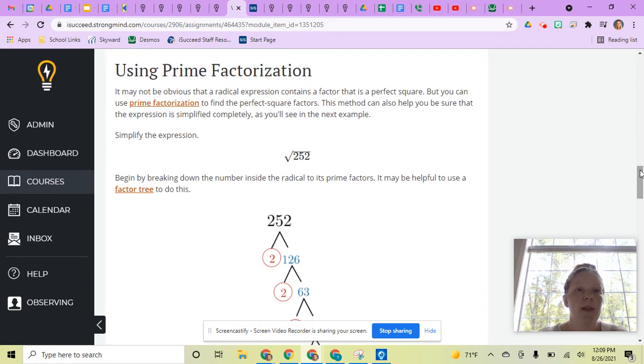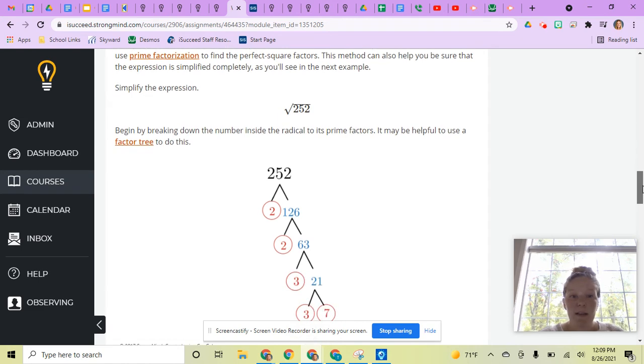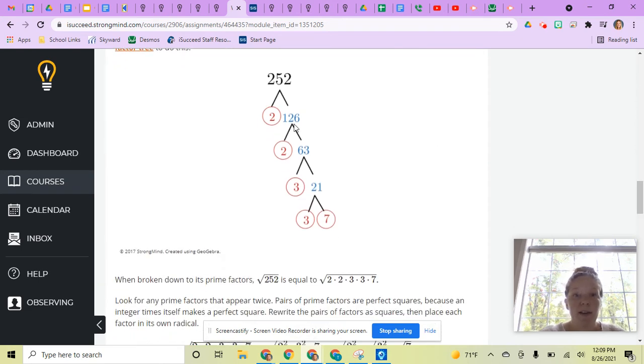Using prime factorization. It may not be obvious that a radical expression contains a factor that is a perfect square, but you can use prime factorization to find the perfect square factors. This method can also help you make sure that the expression is simplified completely, as you'll see in the next example. So the square root of 252. Begin breaking down the number inside the radical into its prime factors. It may be helpful to use a factor tree to do this. So here's what they did. They made a factor tree to figure out the prime factorization. When broken down into its prime factors, the square root of 252 is equal to the square root of 2 times 2 times 3 times 3 times 7.